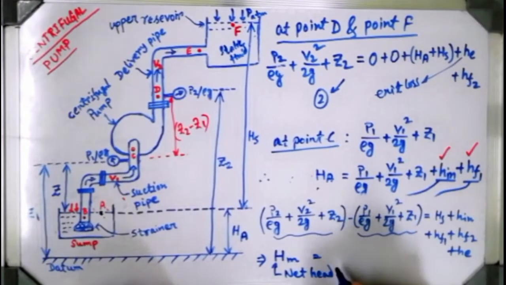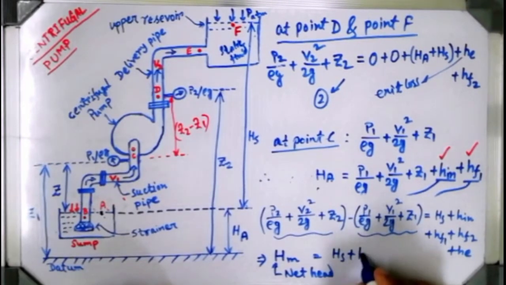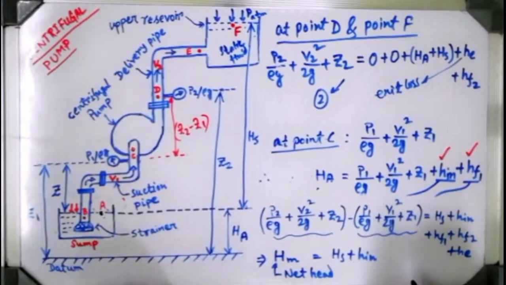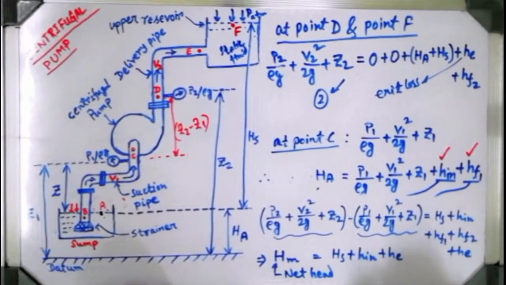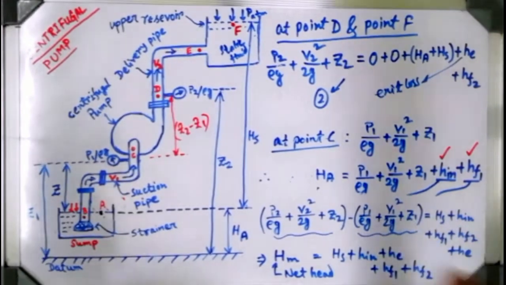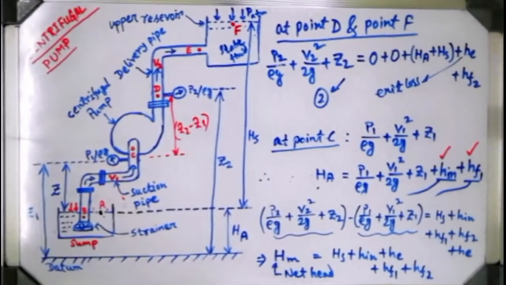So net head or manometric head you can also find out this way: static head plus head loss due to the inlet or entrance of the pipe, plus head loss for the exit of the pipe, plus HF1 plus HF2. That way also you can find the net head.